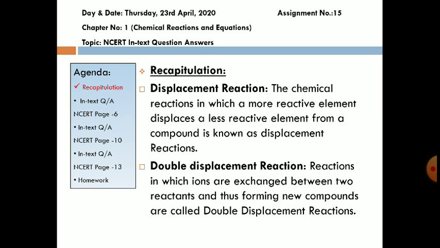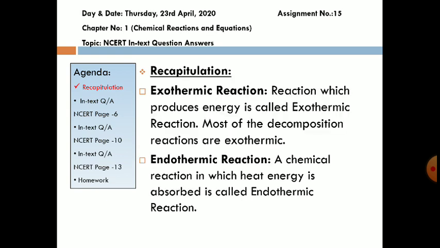Displacement reaction. The chemical reaction in which a more reactive element displaces a less reactive element from a compound is known as displacement reaction. Double displacement reaction. Reactions in which ions are exchanged between two reactants, thus forming new compounds, are called double displacement reactions. Exothermic reaction. A reaction in which energy is produced is called an exothermic reaction.